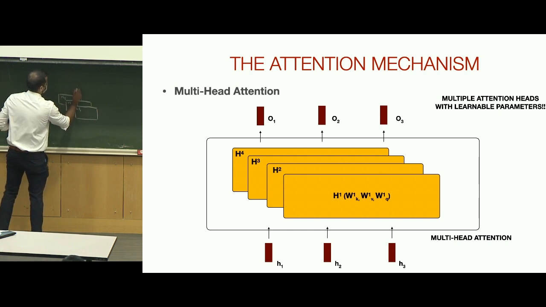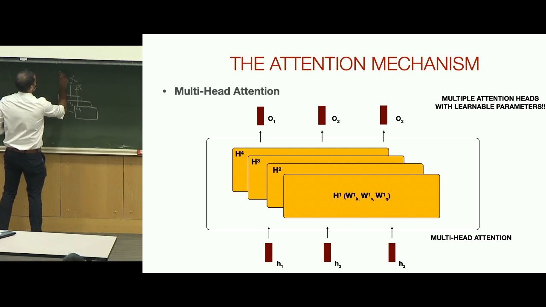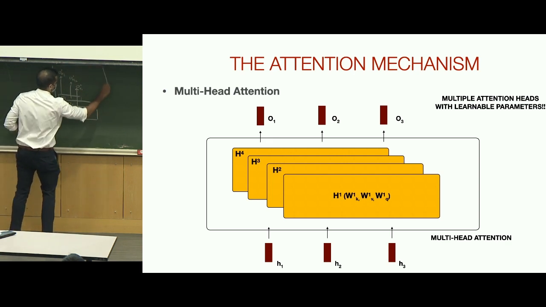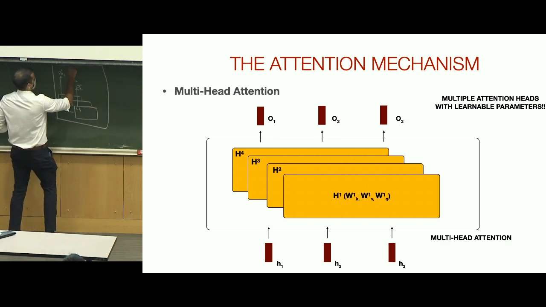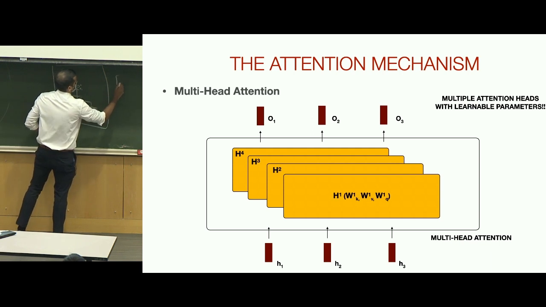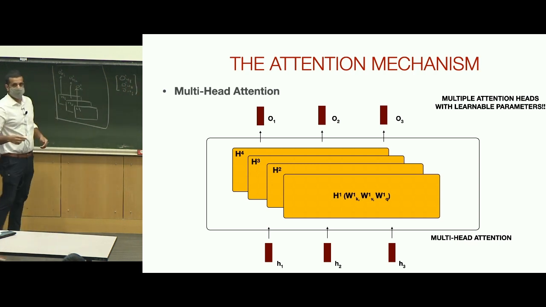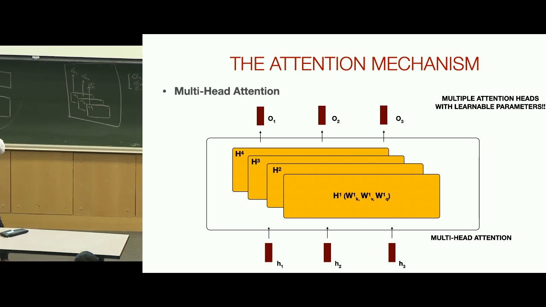And this generates OH1. This generates OH2 at the first time step. And this generates OH3, the first time step. So the output is basically, I don't know if it's visible or not, a concatenation of OH1, OH2, OH3 into a single vector. That's basically what it is.